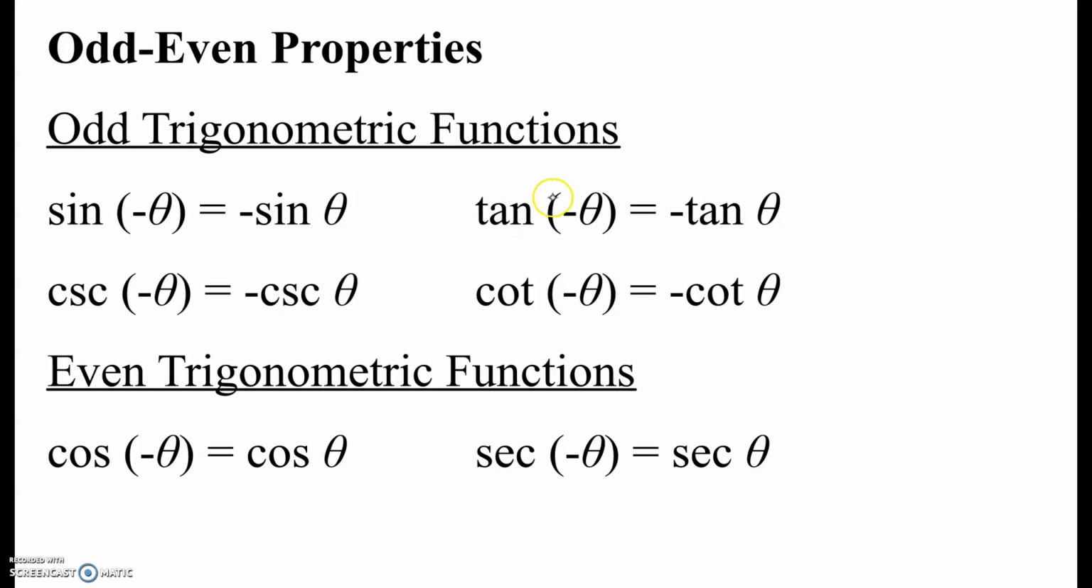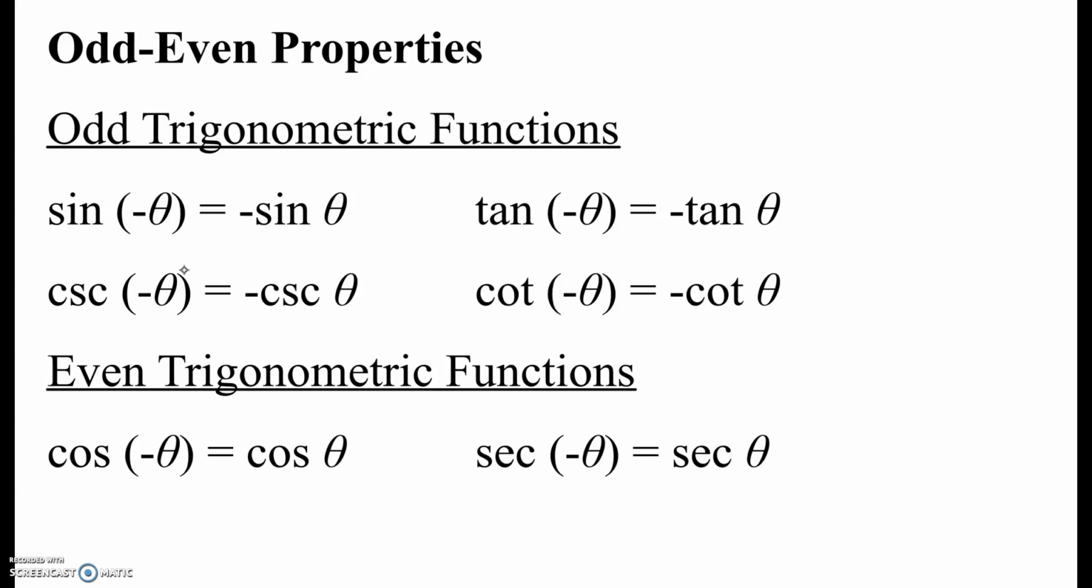Tangent of negative theta is the opposite of tangent theta. Cosecant of negative theta is the opposite of cosecant theta. And cotangent of the opposite of theta is equal to the opposite of cotangent theta.